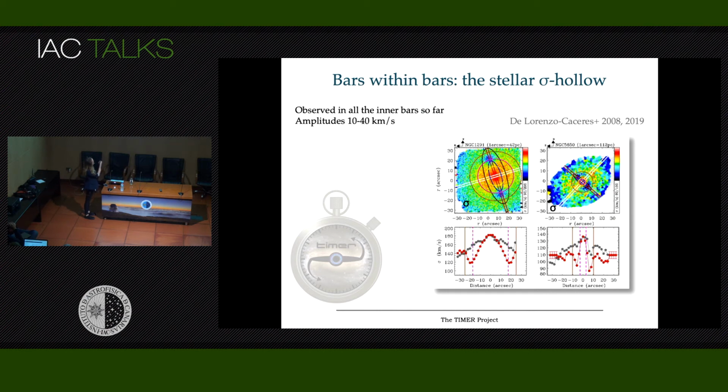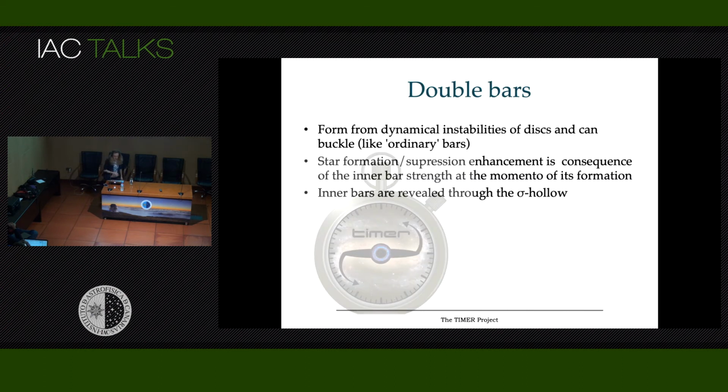So this is the velocity dispersion map of two of the galaxies with inner bars, and you can see the minima at the ends of the bars that are very clear. So this might be a way to identify them in the future. As a summary of the double bars: they form from dynamical instabilities, and they can buckle like ordinary bars. I didn't go into the details of this because it was complicated, but the star formation suppression or enhancement is a consequence of the inner bar strength, the momentum of this formation, and the inner bars are revealed through the sigma hollows.